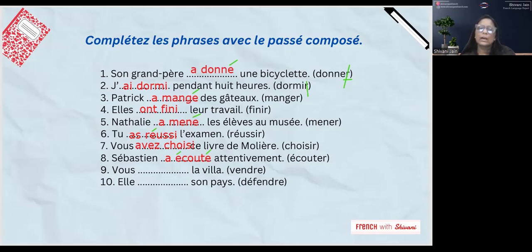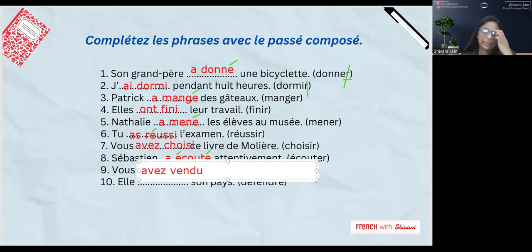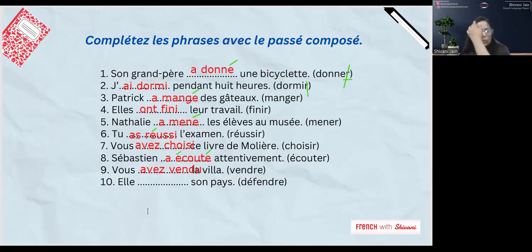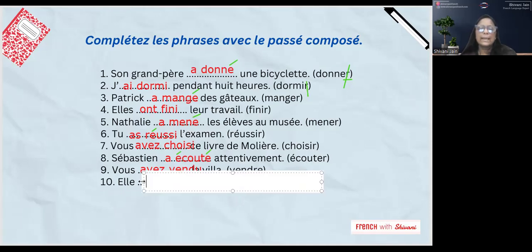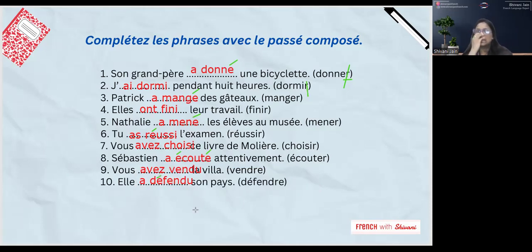Vous, okay, RE ending verb. Now, what's the rule? First, you put avoir in present tense and in RE ending verbs you cancel RE and then you put U at the end. So it becomes vous avez vendu. Okay? So, vous avez vendu la villa. Villa, c'est féminin, okay? La villa. Dernière phrase. Défendre. Again, RE, défendre. Now, what will it be? Elle a défendu. Okay, tout simplement. So it is very easy with regular verbs and the rule.